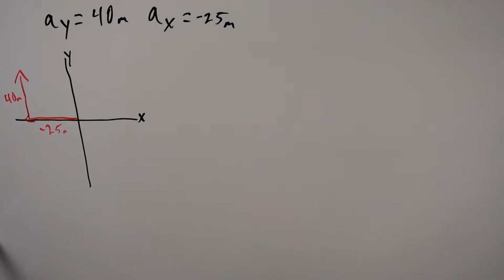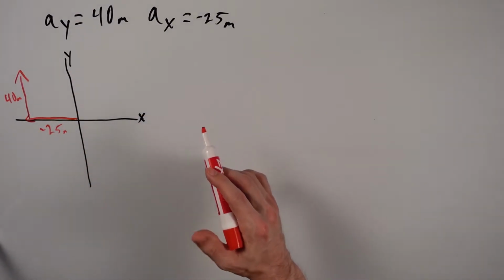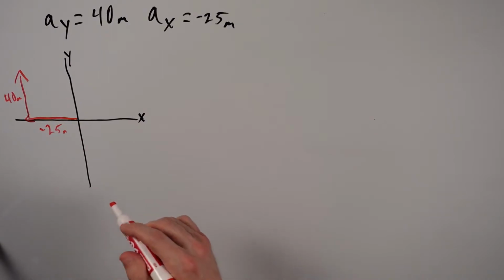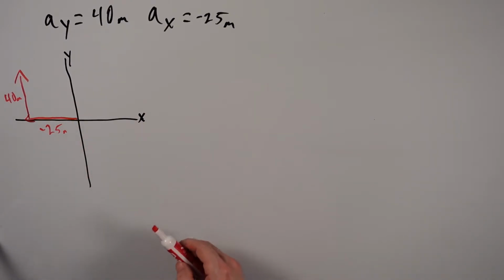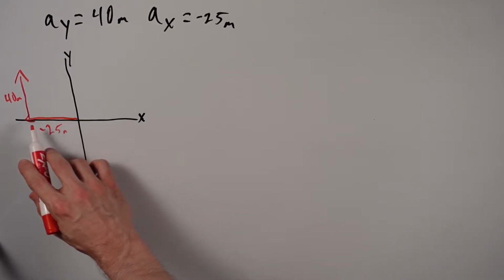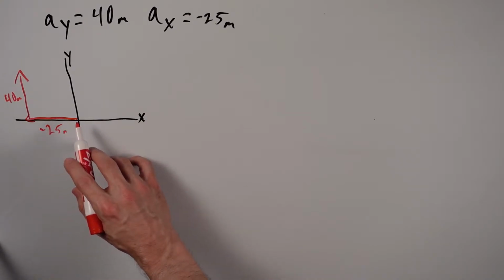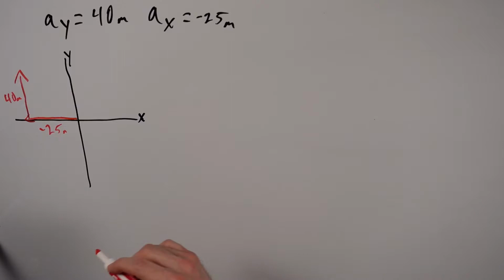Okay, so here's problem 3. This one's fairly straightforward, like problem 1. We've been given the x and y components this time, and we're supposed to be finding vector A. So we have our coordinate system here. We have A sub x going negative 25 meters in this direction, and we have A sub y going 40 meters in this direction.